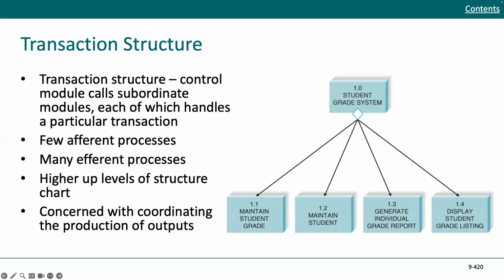And so in a transaction structure, the control module calls the subordinate modules, each of which handles a particular transaction. So here we can see how that breaks into four elements: few afferent processes, many efferent processes, a higher level of the structure chart, and concerned with coordinating the production of outputs. So this is how we can see these various elements here: a decision, and then we have up to four different things that are going to be pushed out.